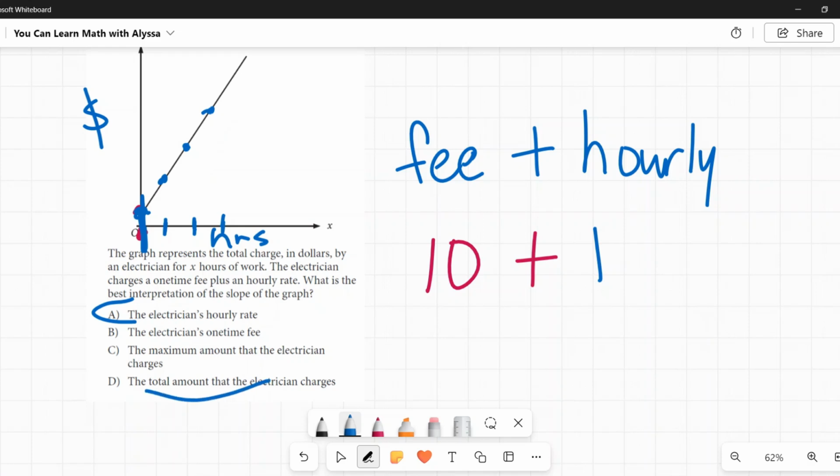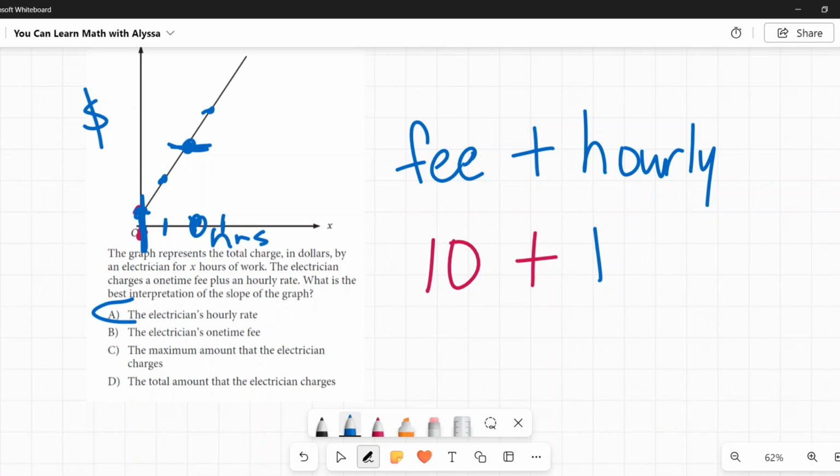The total amount that the electrician charges, that might be what this point on the line represents. This might represent the total amount he charges for so many hours of work. But again, they're asking about the slope of the graph. What does this going up here represent? This steady increase. It says hourly rate, so it's being multiplied by those hours, and that's what you're getting on these points.